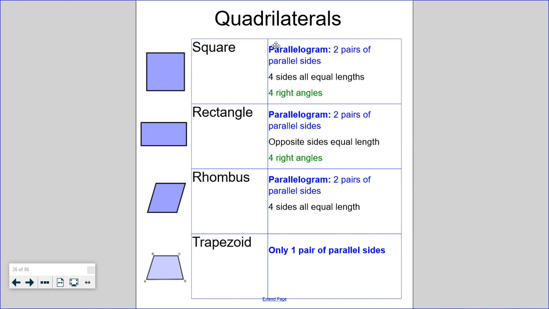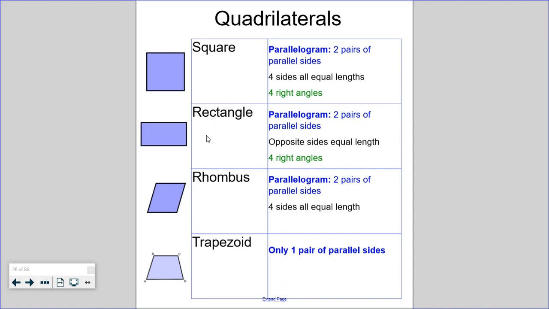We have squares, which have 2 pairs of parallel sides. 4 sides are all the same length, and it has 4 right angles. Remember, a right angle is an angle that forms a perfect square corner. A rectangle is a quadrilateral that has also 2 pairs of parallel sides. Opposite sides are of equal length, and there are also 4 right angles.